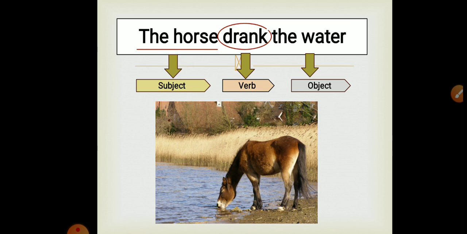So here what we have learned: the subject is performing the action and the object is receiving the action. Here water is receiving the action and the subject, the horse, is performing that action.